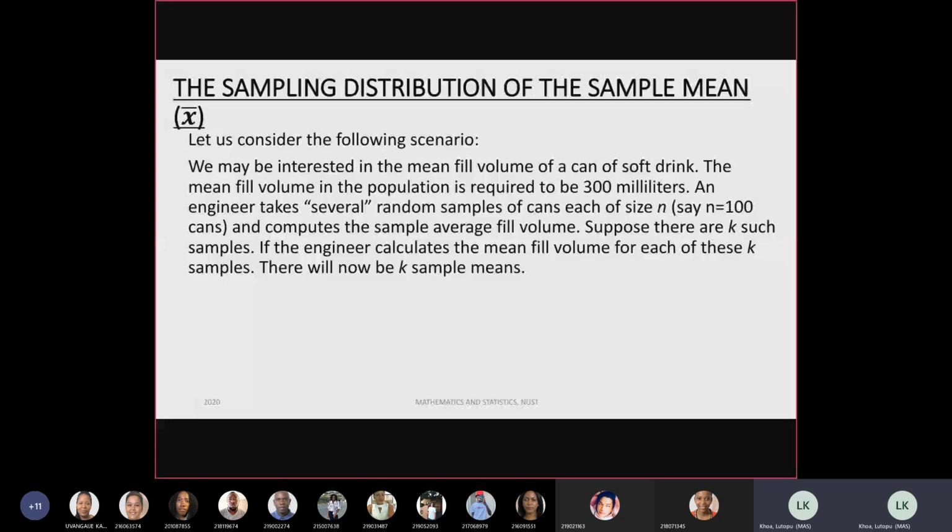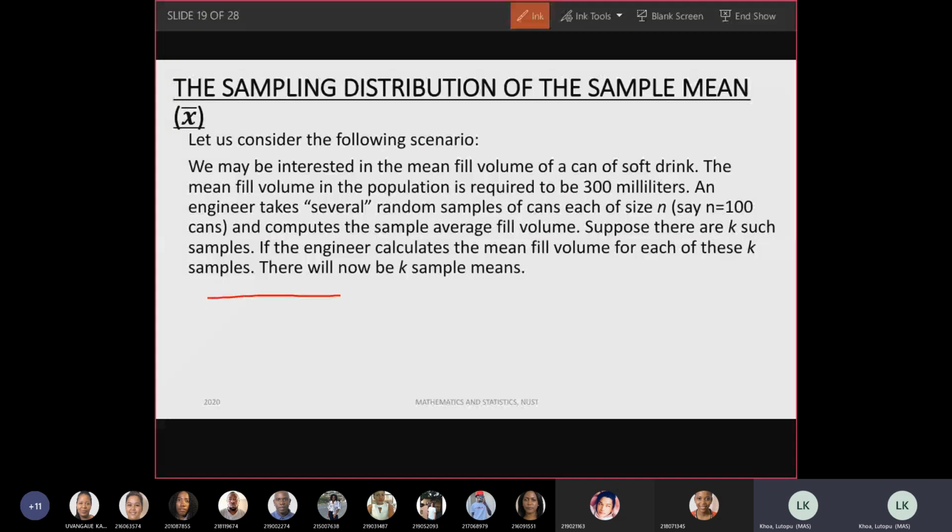So what that means is, on the cans of soft drinks, it says that it is 300 milliliters. So what you do is you take a sample. You have your population, which is all the cans manufactured by the company. Then you take part of them. You say, I'm only going to take 100 out of those, however many you have. Okay, so this is your sample 1.